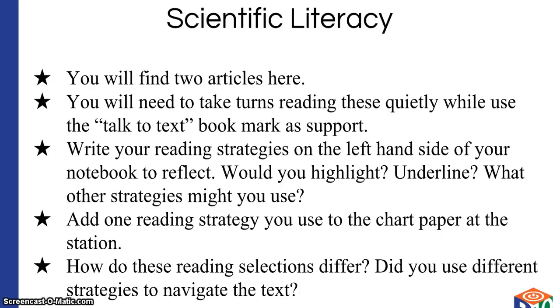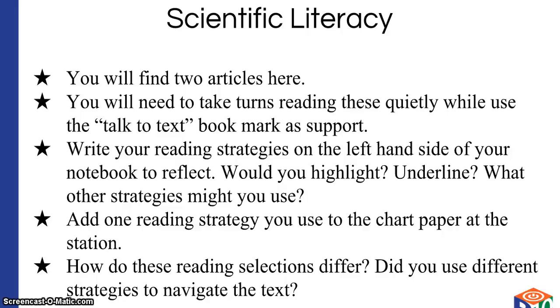First, scientific literacy. Here there will be 2 articles. You will take turns reading these with the talk to text bookmark that will be provided for you at the station. In your mini ISN is where you will make notes of strategies that you used while reading each of the articles. You can make note of things like highlight, underline, circling words. Did you reread or paraphrase anything? Did you consider the meaning of some of the words that were used? Just to name a few.